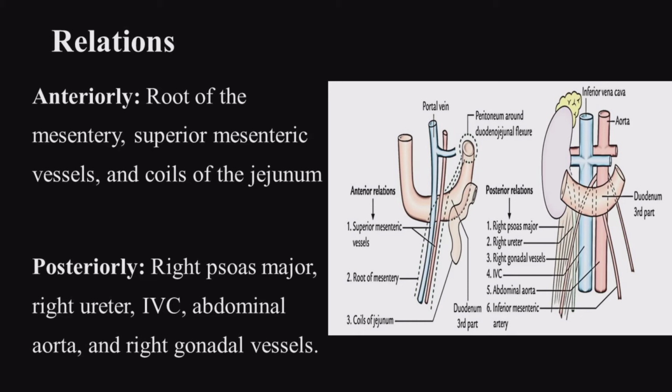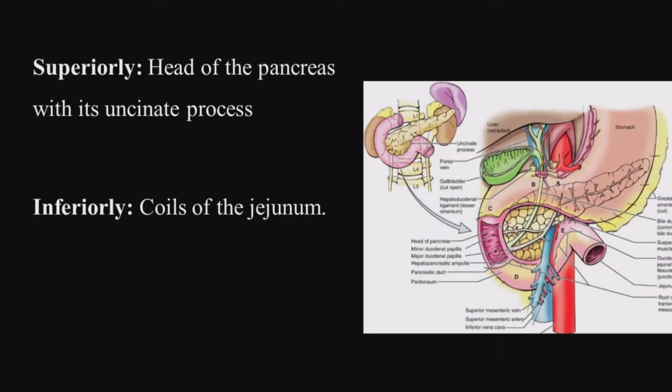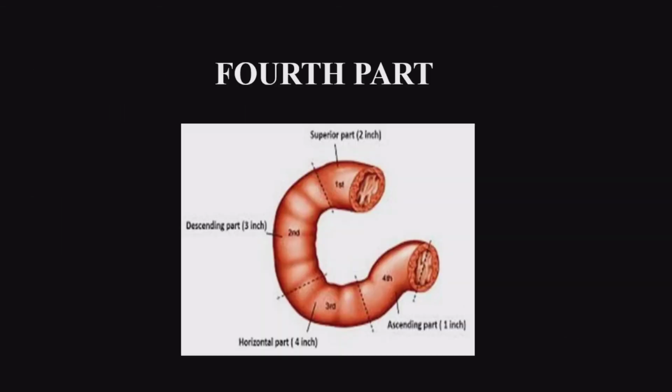Posteriorly, right psoas major, right ureter, inferior vena cava, abdominal aorta and right gonadal vessels. Superiorly, the third part of the duodenum is related with the head of the pancreas with its uncinate process. Inferiorly, with the coils of the jejunum.